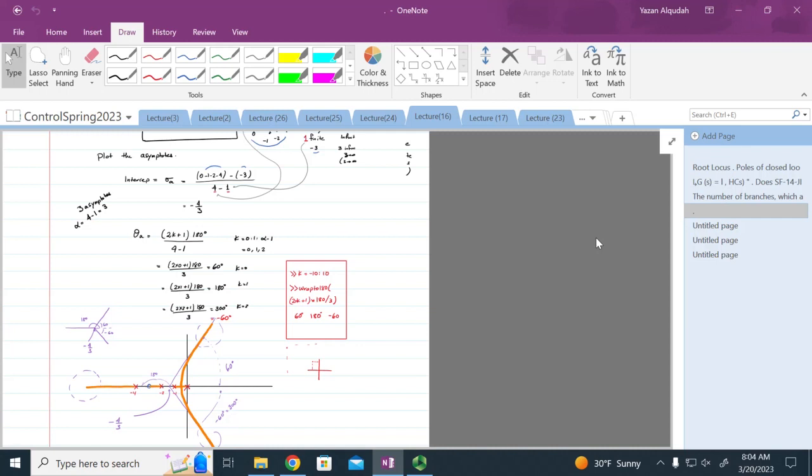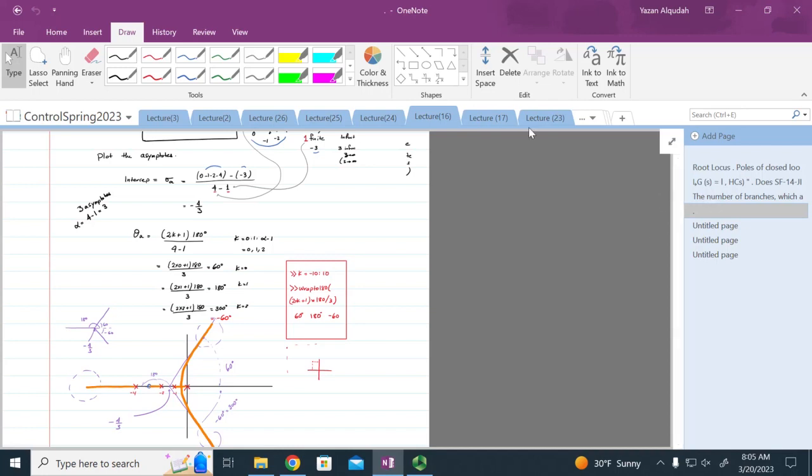Make sense? In this case, we have 4 poles. Therefore, 1 pole ended at 0. But then we still have 3 poles that have no finite zeros to end at. And therefore, these poles are going to have to end at infinity, at a zero that is at infinity. And these are the angles of the asymptotes that will guide where the root locus is going at infinity. Make sense?